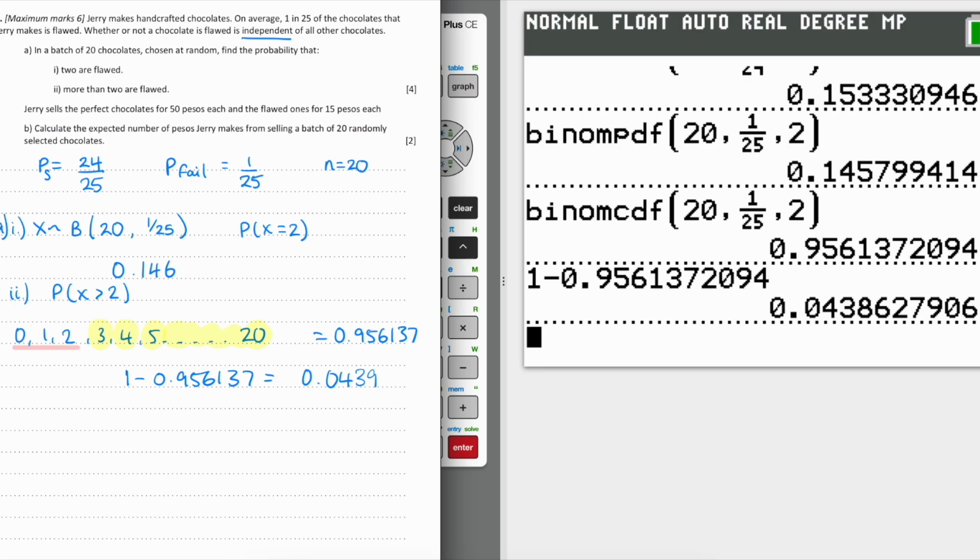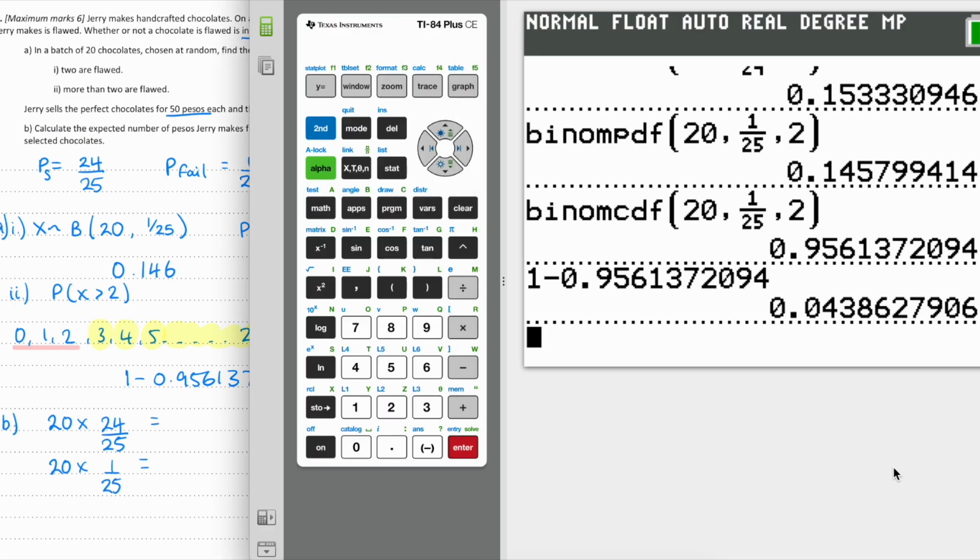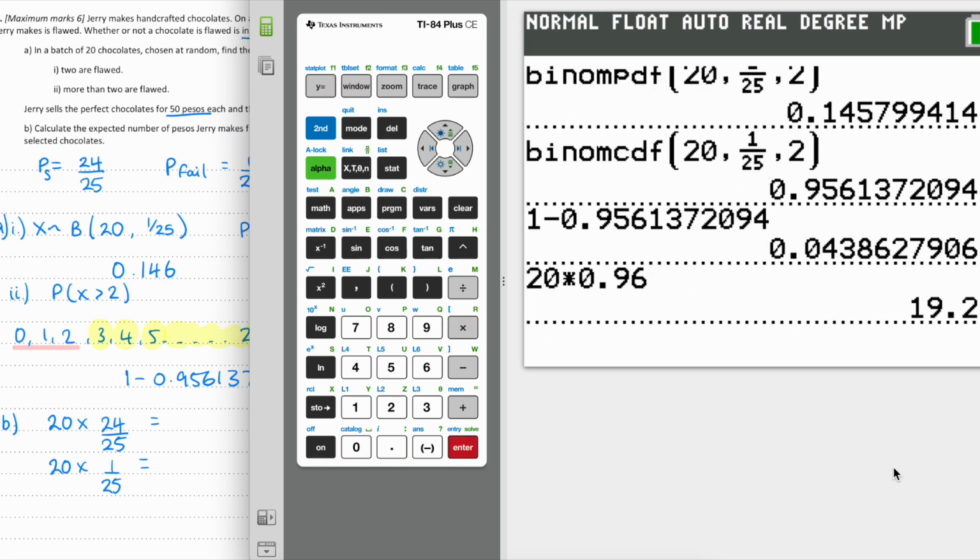So for the second part of the question, part B, it asks how much he makes. So he sells perfect ones for 50 and the flawed ones for 15. And it's if he sells 20. So the first thing to do is to find out how many do we expect in that 20 to be flawed or perfect. So 20 times 24 over 25 will tell us how many we expect are going to be perfect. And 20 times 1 over 25 tells me how many I expect to be flawed. So 0.96 is just 24 over 25. So I'm expecting 19.2 to be perfect.